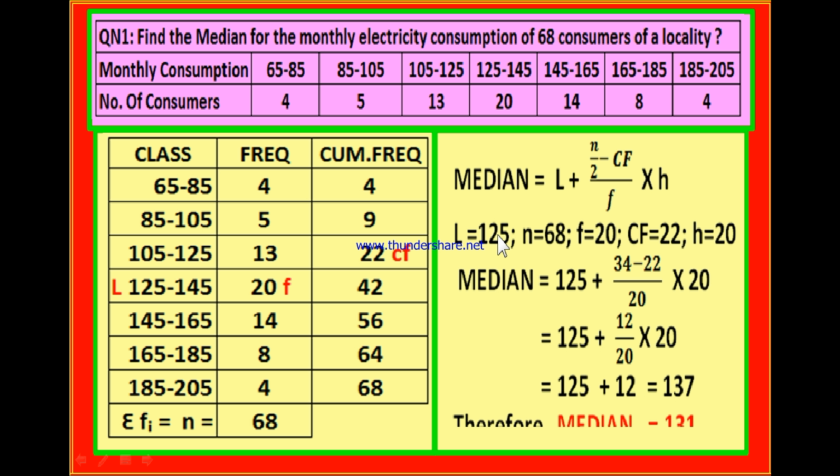Therefore, median is equal to L value 125 plus n by 2. N value is 68. N by 2 means 34 minus CF is 22 divided by F means 20 into H is also 20. Now this is equal to 125 plus 34 minus 22 is 12 divided by 20 into 20. You can cancel this 20 and 20 one time. Therefore, this is 125 plus 12. What is 125 plus 12? 137. Therefore, median is equal to 137.